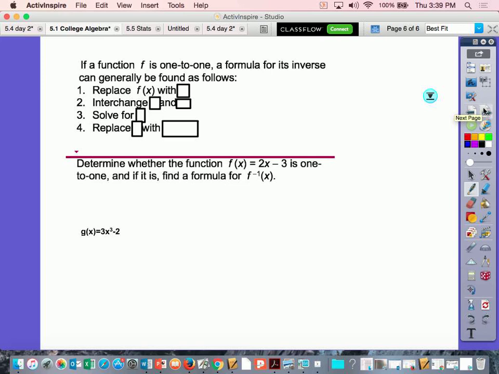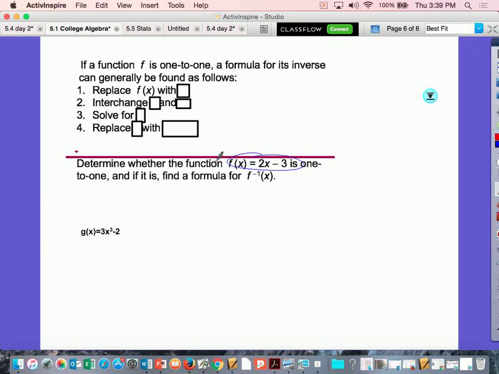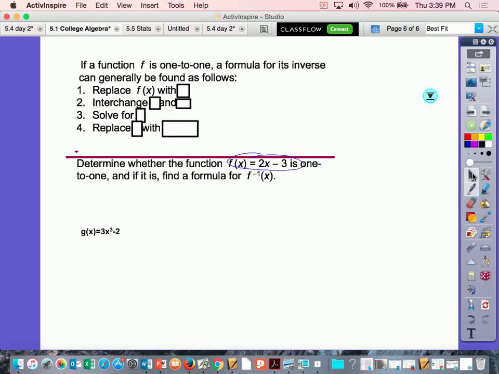So we're going to try to find some inverse functions. Okay, so if you remember, all you have to do is switch the x and the y from the first page to find your inverse. That's what you're going to do here. So we're going to try to find the inverse of this. Okay, so if a function f is 1 to 1, the formula for its inverse can generally be found as follows. Replace the f of x with y.